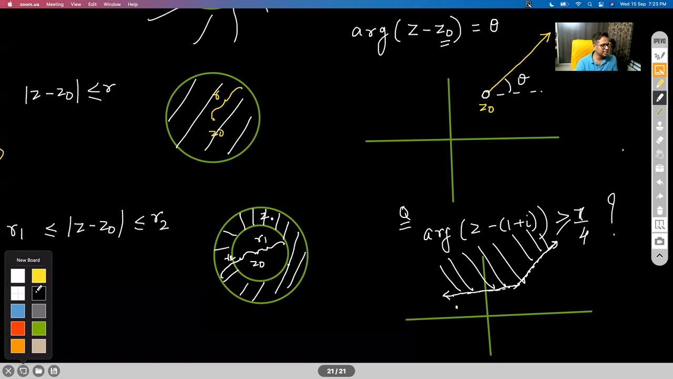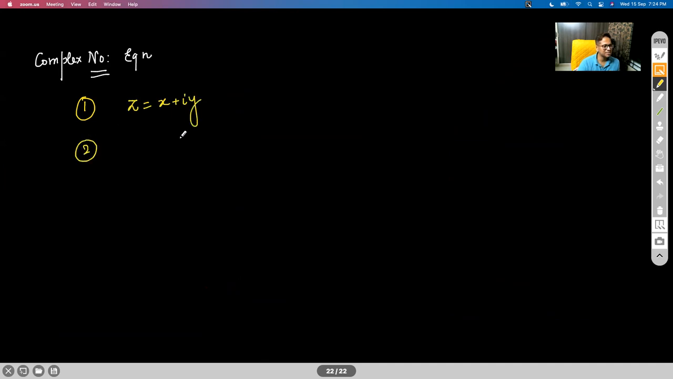Last but not the least part of our chapter is how to solve complex number equations. Actually, this is very easy. You will be given a complex number equation. There you have to follow a simple step. First, replace your z with x plus iy. The second step is to compare the real parts and imaginary parts in the equation. Once you do this, you'll automatically be able to find your x and y.